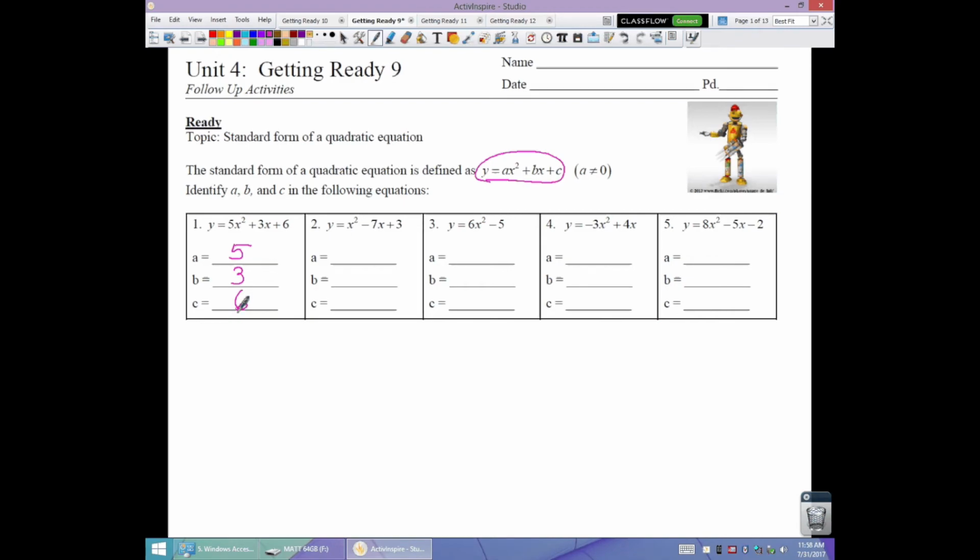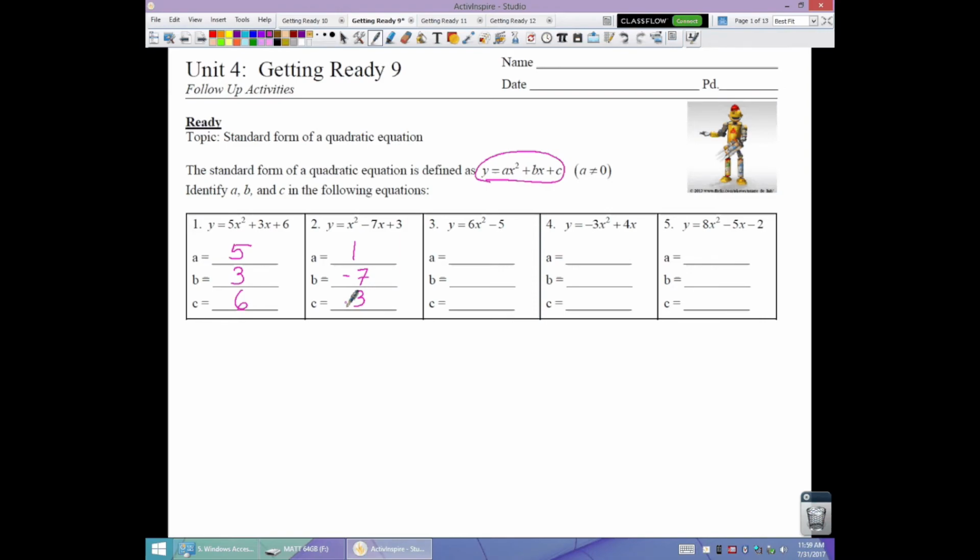Number two, sometimes you won't see an a value. Well, there is still an x squared, so we do have an a. It's just not shown, not written there. A is 1. B, the coefficient of the x term is -7, and the constant is 3.